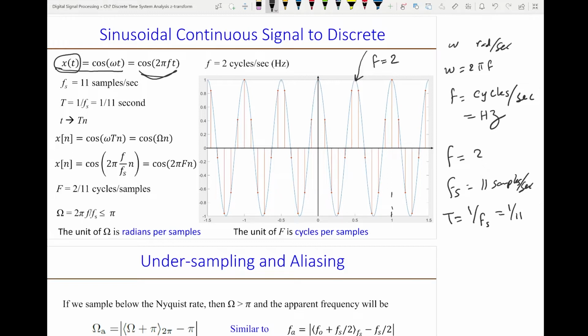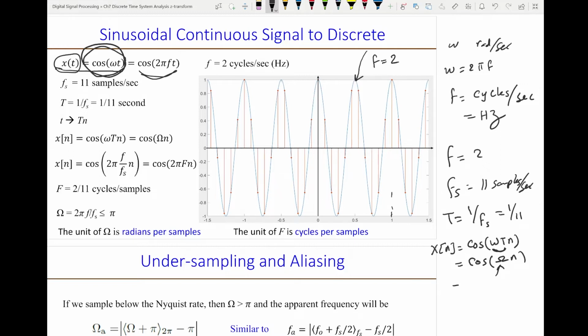Now if I write the signal in the discrete form, I start with cosine omega t and I replace t by nT, where capital T is the sampling interval. So now I can rewrite x of n as cosine omega T n. Now I can define this quantity here as the digital frequency. So cosine omega n, where this omega, I will call it the digital frequency. And later on, we will see it's radians per sample.